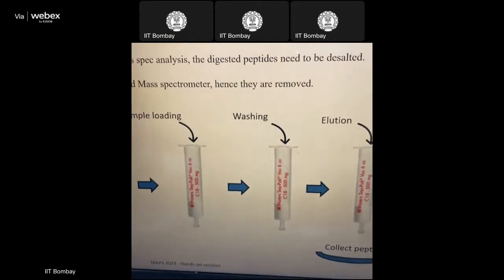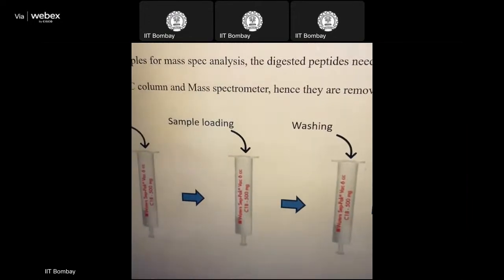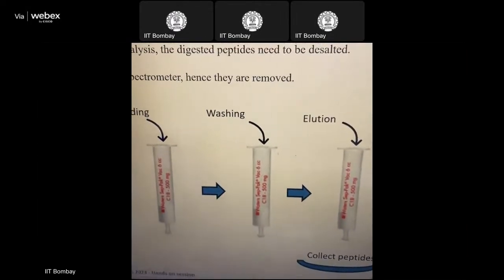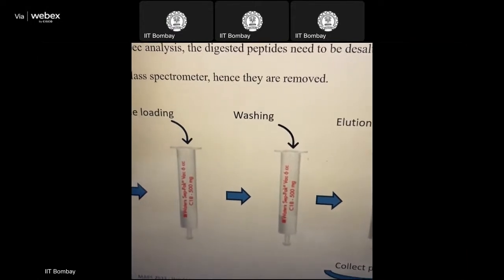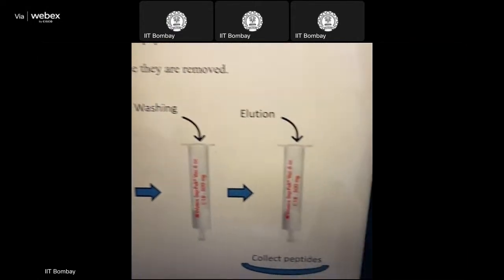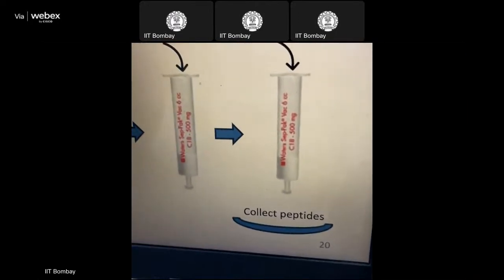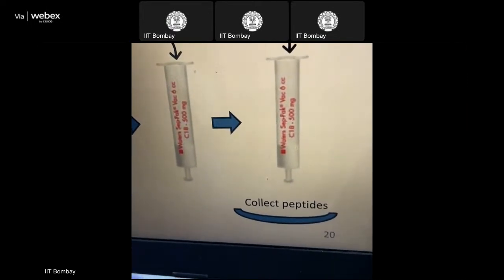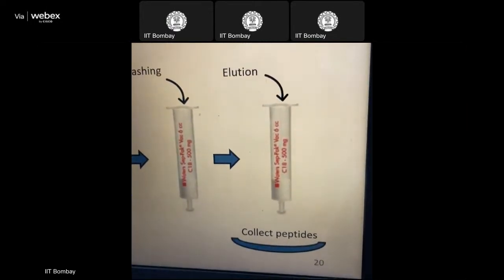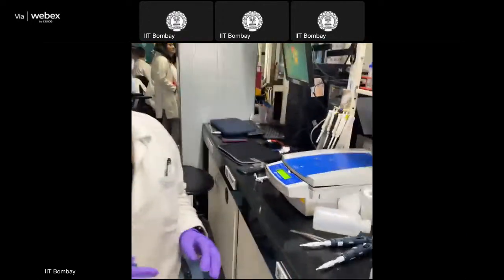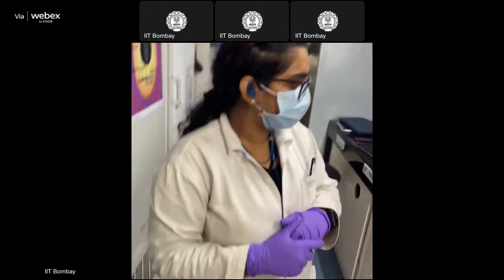Now all the peptides are bound to the column and all the salts are in the waste. Then I'll perform one washing step, so if any salt remains in the column, it will go away. After that, I'll add elution solution that will allow all the peptides to elute out from the column, and I'll collect it in a new tube. So that's the basic concept of desalting. Now Medha will explain how we are going to do the peptide quantification for the sample preparation.